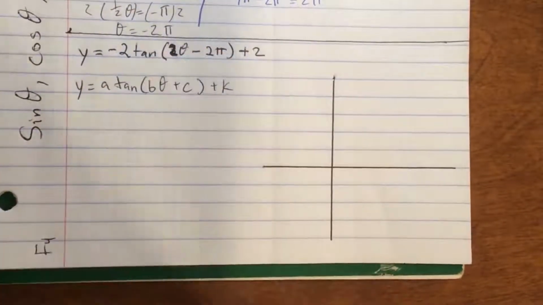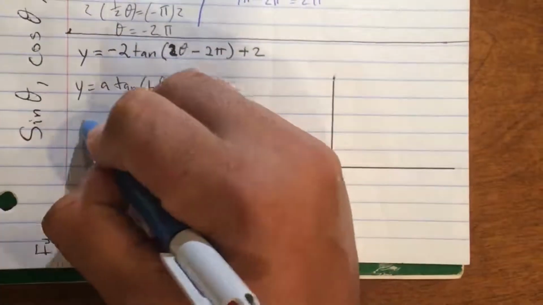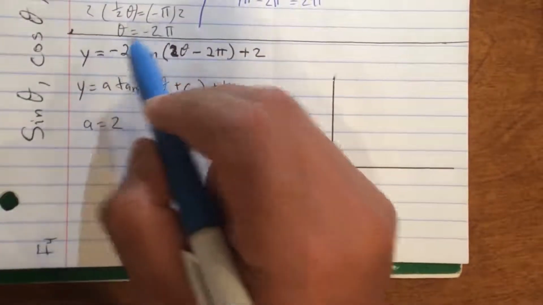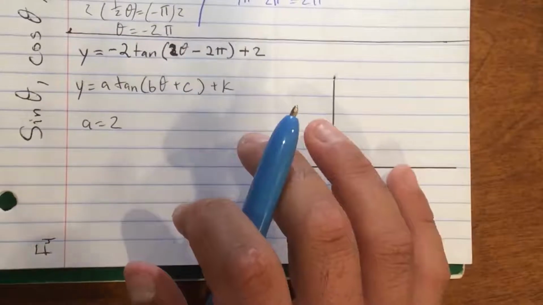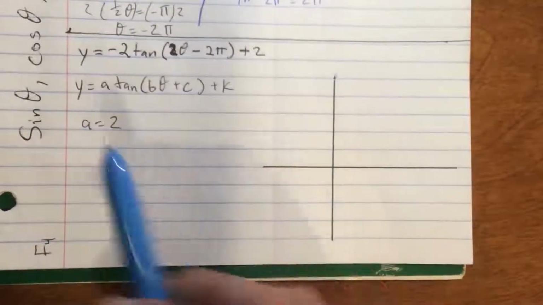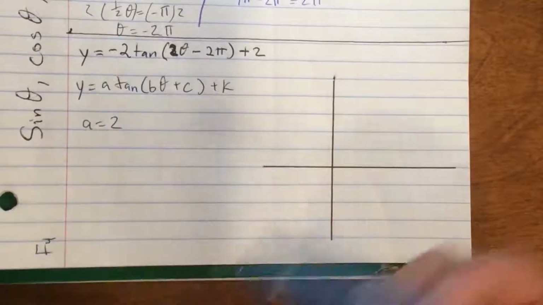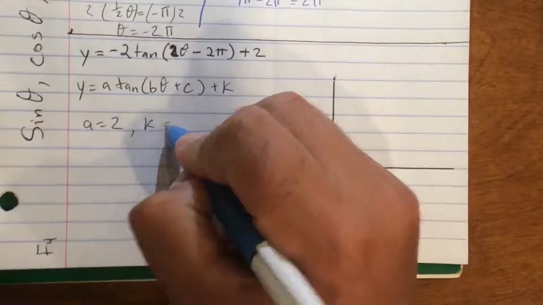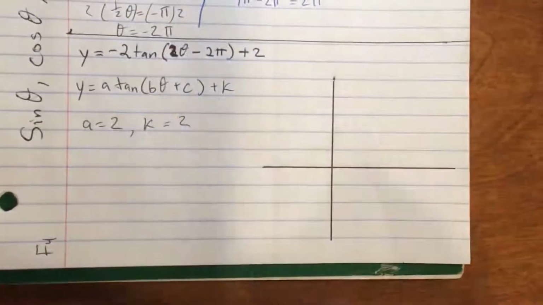So we're going to go ahead and go to our amplitude. Our amplitude is going to be 2. I know it says -2 here, but the negative is just going to affect the direction of where the graph starts from. It just reflects it over the x-axis. Then we're going to do our k. It's easy to do. Our k is going to be equal to +2.